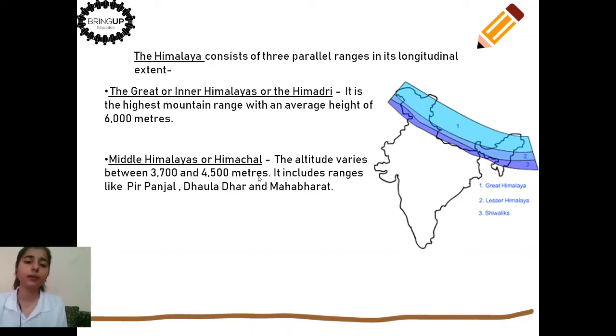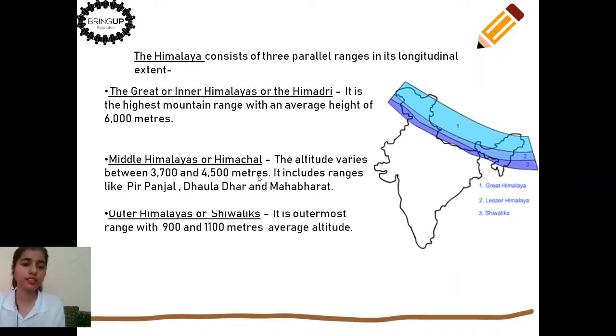The Middle Himalayas consist of the famous valleys of Kashmir, Kangra, and the Kullu Valley in Himachal Pradesh. This region is well known for its hill stations also. That's all for the Middle Himalayas.